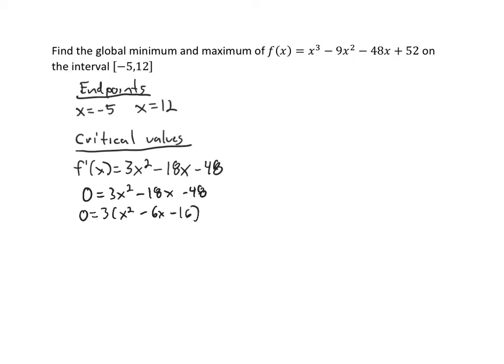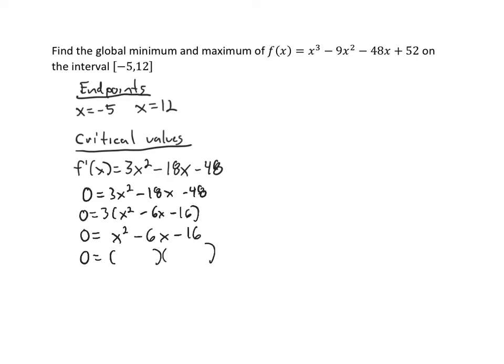So we factor out a 3. And if I was to divide that 3 over, I would get 0 equals x squared minus 6x minus 16. Okay, so we factored out our greatest common factor. Sometimes you'll be able to factor out an x or an x to the 4th or something like that. But in this case, we can only factor out a 3. So continuing on, we can still factor this even further.